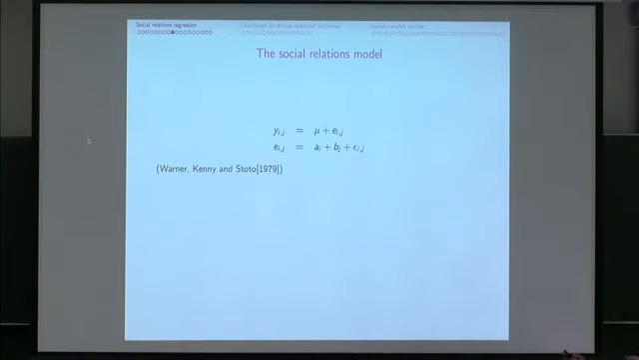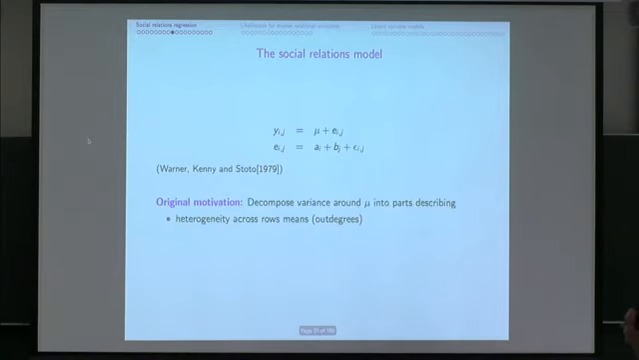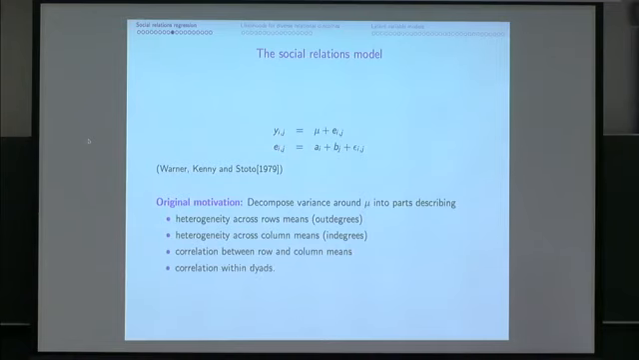So you can now see that this type of data is matrix data, where you have an index set along the rows, an index set along the columns, and they're the same index set. The idea behind this model was that the goal was to decompose the variance. It's a very ANOVA-style goal: to decompose the variance around the overall mean into several parts. One part describes heterogeneity across the row means, heterogeneity across the column means, and correlation within row and column means. So somebody who's very active as a sender might also be active as a receiver. And then also correlation within a dyad.